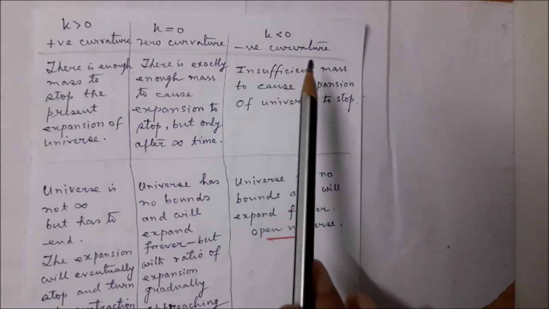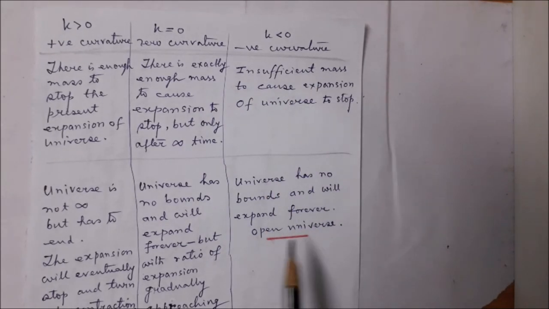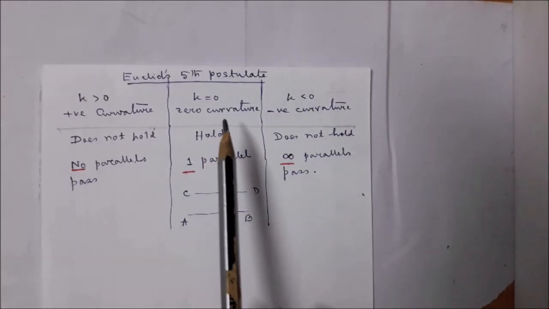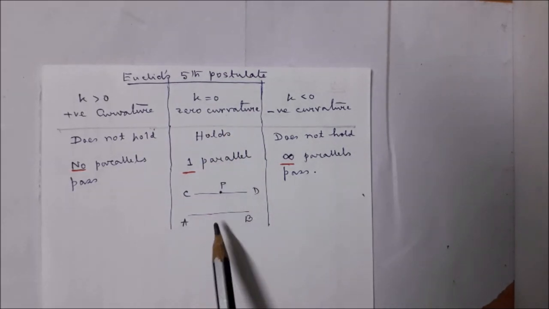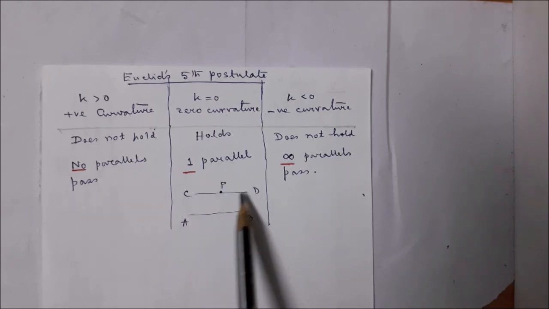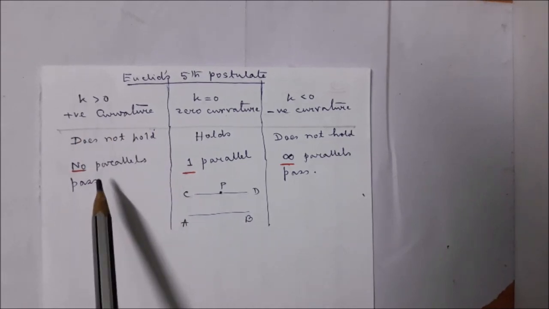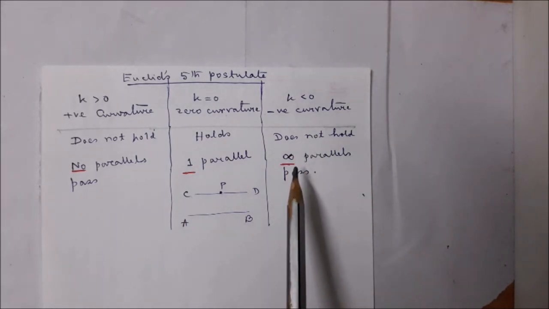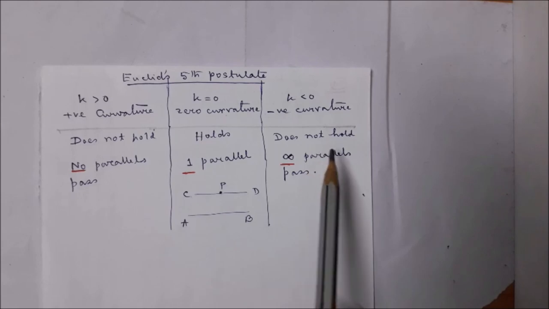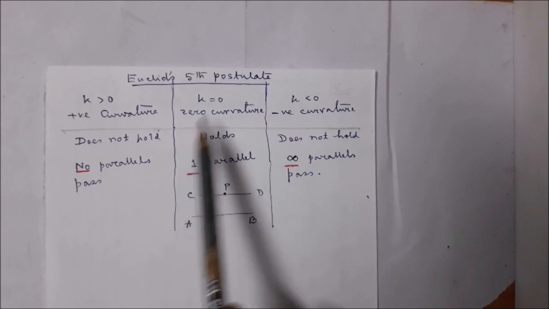In the negative curvature case, mass is insufficient and so expansion will go on forever. If this happens, we will call it an open universe. Finally, for the zero curvature case, if we have a line AB and a point P not on the line, then only one parallel line CD can be drawn through the point P. But for the positive curvature case, we cannot draw any parallel line. But in the case of negative curvature, there will be an infinite number of parallel lines. This is what happens to Euclid's fifth postulate. So these geometries are non-Euclidean while this one is Euclidean.